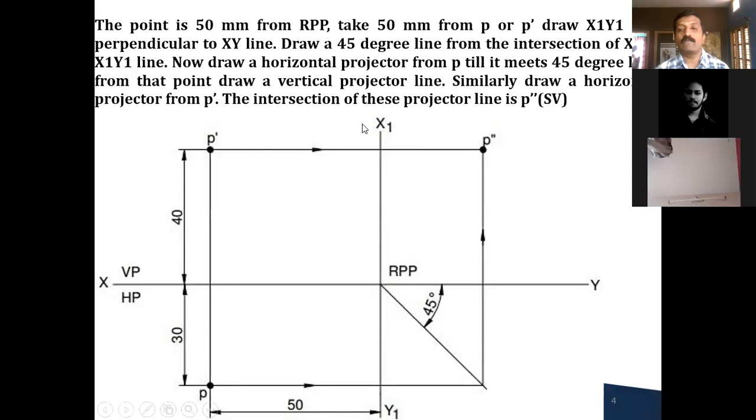Okay, this X1 Y1 line is also called the reference line. It is the intersection of the vertical plane as well as the profile plane. So the X1 Y1 line is one more reference line, and it is perpendicular to the XY line. The intersection of this X1 Y1 line and the XY line we call the origin O. You can name it here. I have not shown it here. You can call it the origin.